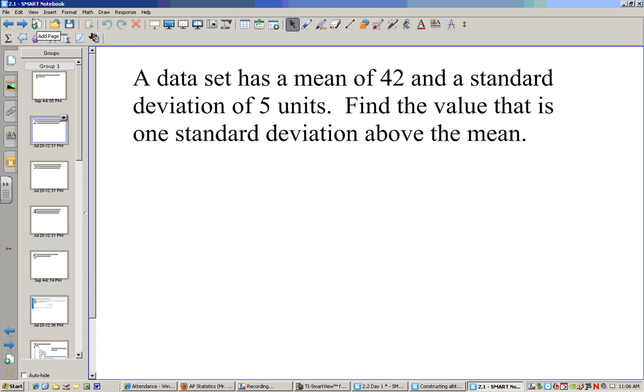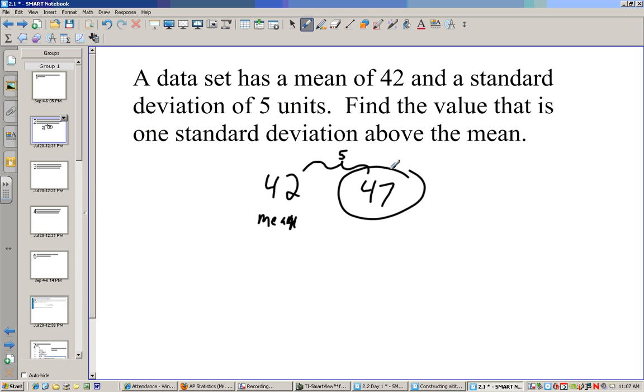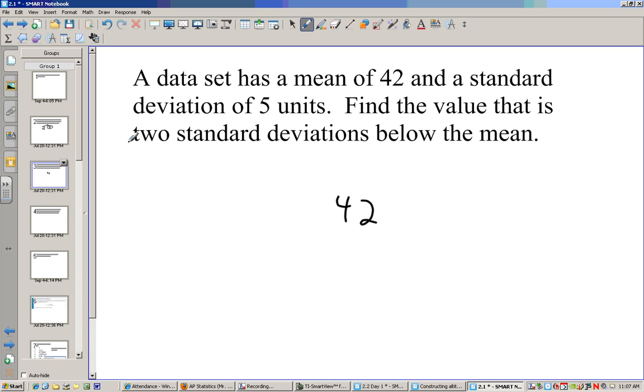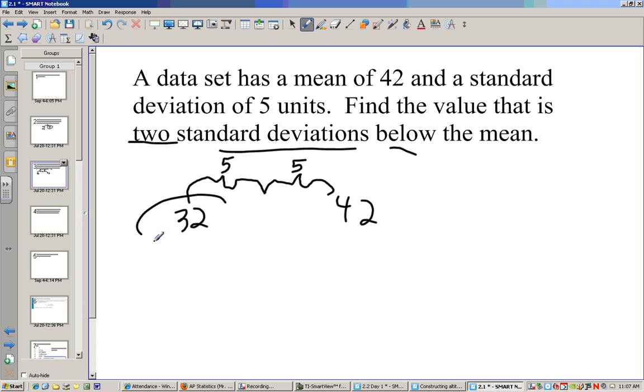Think of it, if we start with a data set that has a mean of 42 and a standard deviation of 5 units, find the value that is one standard deviation above the mean. So if the mean is 42, one standard deviation above means 5 units above, so it would be 47. If I start at 42 and find two standard deviations below the mean, I go back one standard deviation, go back another standard deviation to get down to 32.